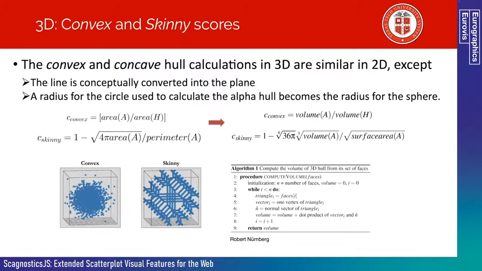Convex and skinny scores in 3D. The convex and concave hull calculations in 3D are similar to 2D, except the line is conceptually converted into a plane, and the radius of the circle used to calculate the alpha hull becomes the radius of the sphere in 3D. Also, for the convex score, instead of considering the area, we need to consider the volume for the alpha hull and the convex hull. And for the skinny score, we consider volume and surface area instead of area and perimeter. Also, we adopt constants here to make sure that the sphere will have a skinny score of 1. Here are two exemplar plots for convex score in 3D and skinny score in 3D.